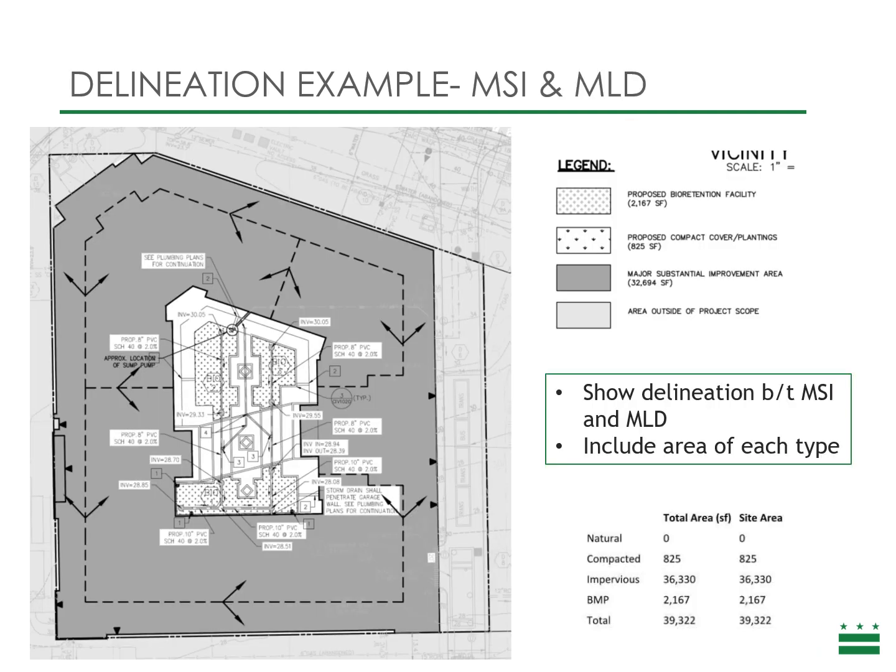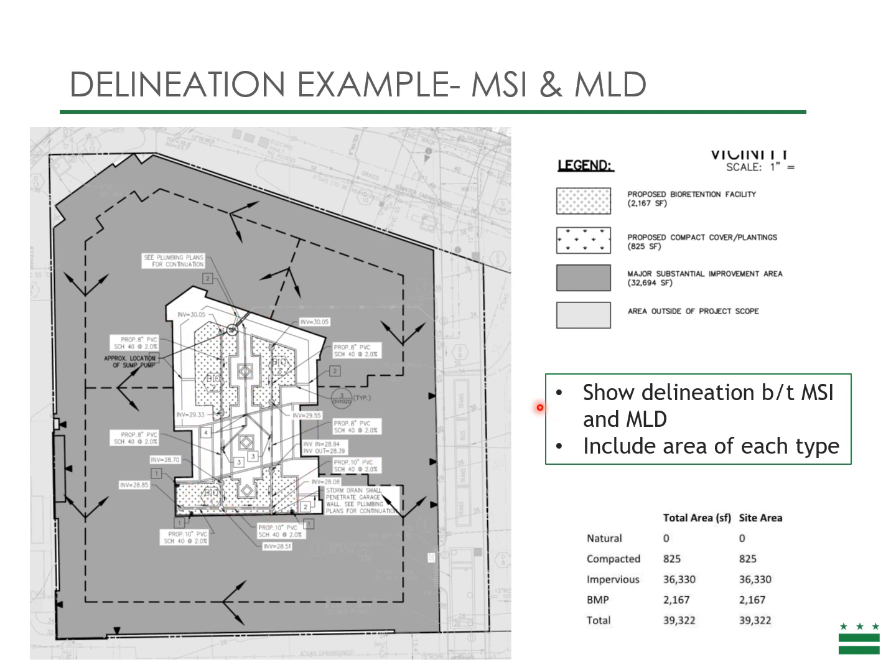This next example shows the delineation when there is major substantial improvement and major land disturbing activities. We're looking at an existing building that's being renovated with an internal courtyard that's being disturbed. This designer chose to show the major substantial improvement with a dark gray, and then the major land disturbing area in the middle as white.